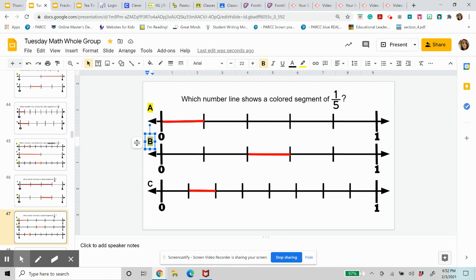All right, so here we go. A and B both represent 1/5 segment being colored, right?